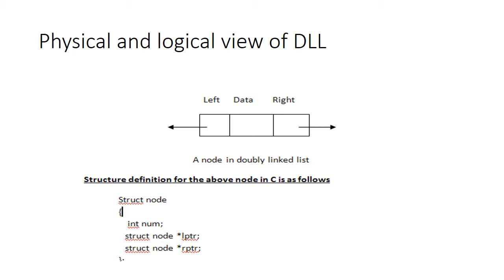Even this particular node which is towards the left side again contains three fields. The right field of the left node contains the address of the right node, and the left field of this node contains the address of the left node. It is vice versa.